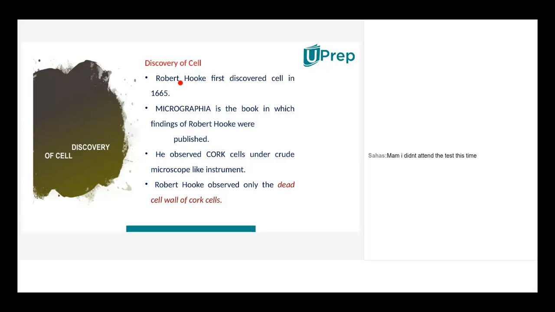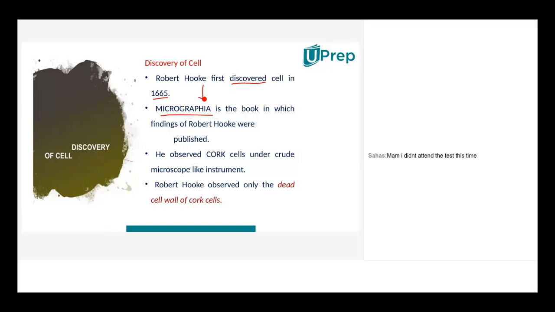So this Micrographia is the book written by Robert Hooke himself. Then what Robert Hooke observed were not real living cells, but dead cells called the cork cells. He had used a microscope-like instrument, but the real microscope that we are using right now is an advanced stage of that microscope-like instrument, which was not a real microscope in fact.